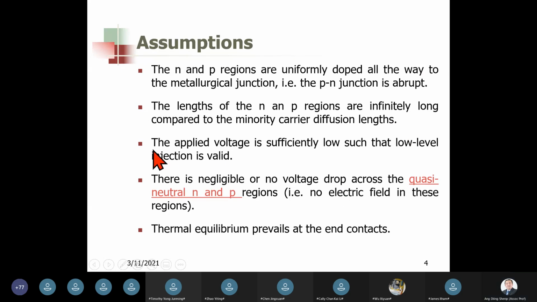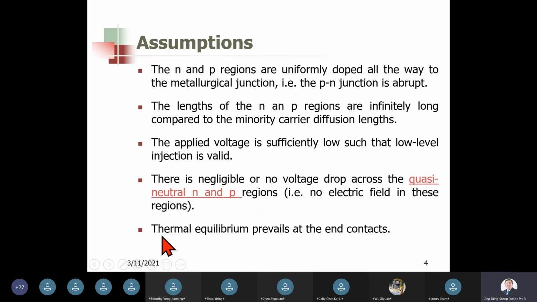Okay. The applied voltage is sufficiently low such that low level injection is valid. This is important for us to simplify the solving of the continuity equation. Now, there is negligible or no voltage drop across the quasi-neutral N and P regions. In other words, no electric field in this region. I have mentioned this earlier during the discussion. So by now you should be able to understand the meaning of the term quasi-neutral N and P region.